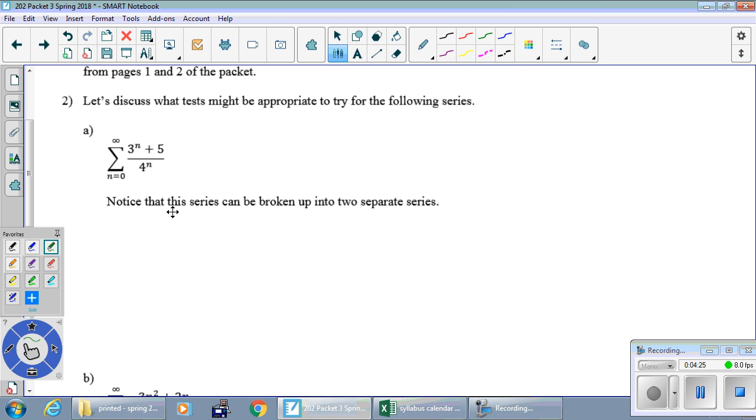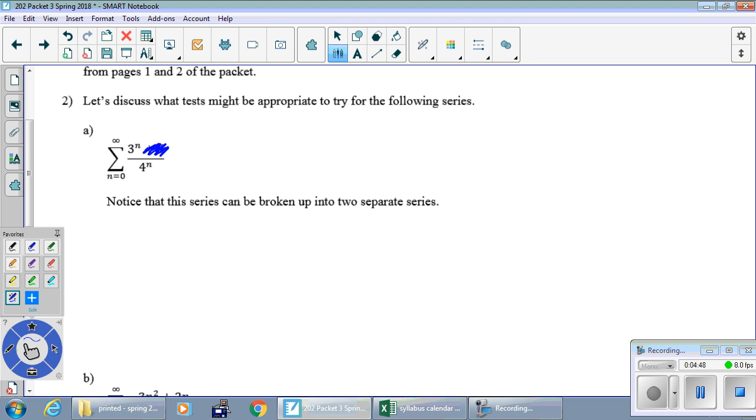So my first thought is that this plus 5 right here doesn't really make much of a difference, right? 3 to the n is going to be way bigger than this plus 5. So what if I just ignore that? We'll have to formally do something to allow us to ignore it. You don't get to just ignore it, but let's see what happens. So 3 to the n over 4 to the n, that's actually a geometric series. We're going to write that out in just a second.